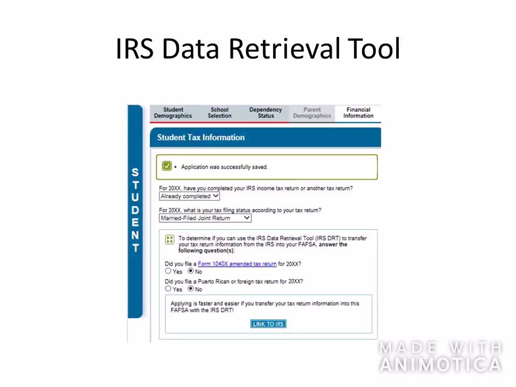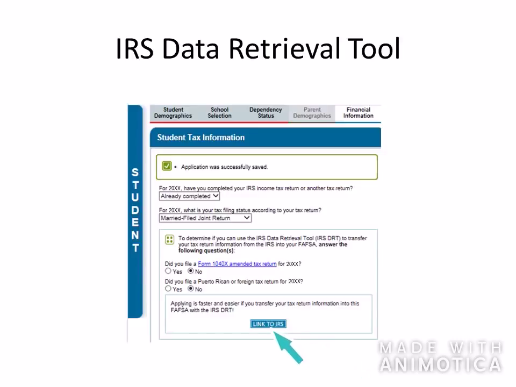If you did file an amended return that has not processed, or a foreign tax return, filed as married filing separately, or as married filing jointly but only need to list one parent's information due to a marital separation, you will not be able to utilize the IRS data retrieval.